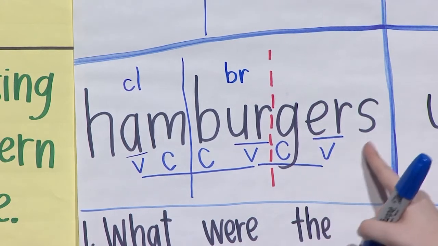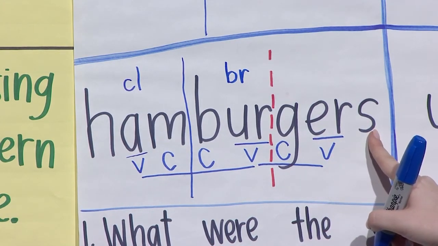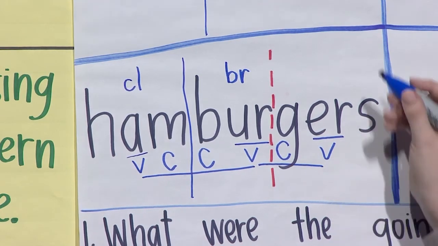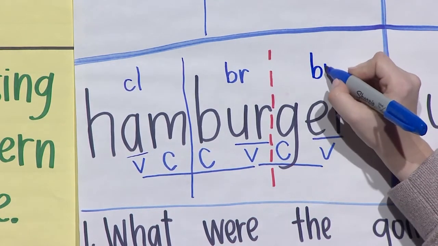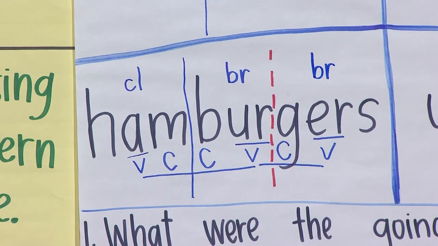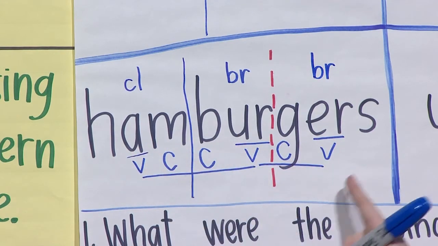And what do you notice about my next syllable? It also has an R-controlled or a bossy R. So we'll put another BR for bossy R. Are you ready to try to read this word? All right, let's read each syllable and then blend them all together.